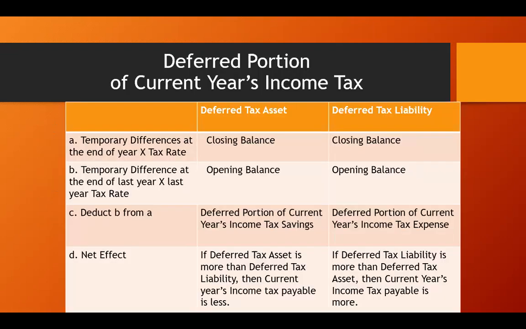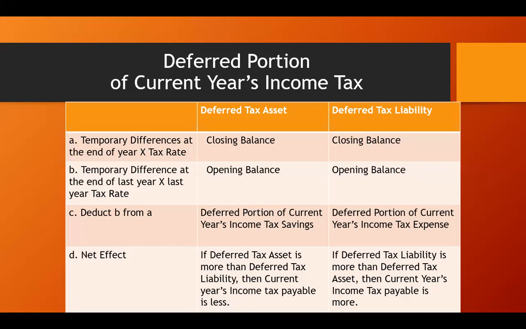So now we can make a comparison here. For the deferred portion of the current year's income tax, in the first column: temporary differences at the end of the year multiplied by the tax rate, giving the deferred tax asset closing balance and deferred tax liabilities closing balance. The second one is the temporary difference at the end of the last year multiplied by last year's tax rate, because tax rates are not the same every year. It varies. Sometimes it remains the same. Opening balance and opening balance. You deduct to get the deferred portion of the current year's income tax savings.